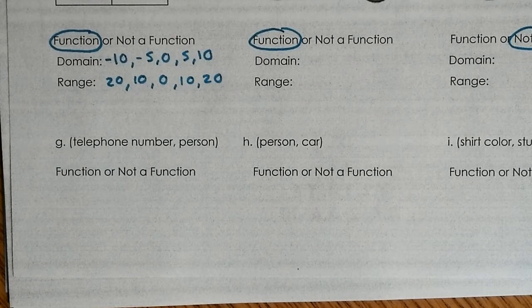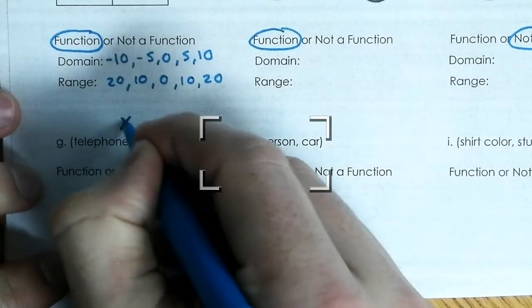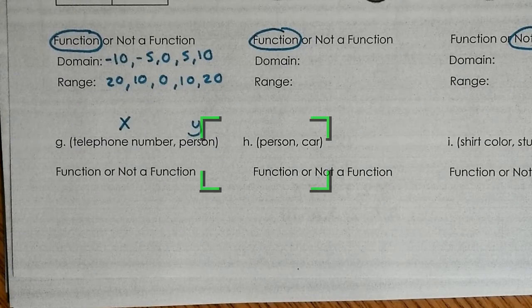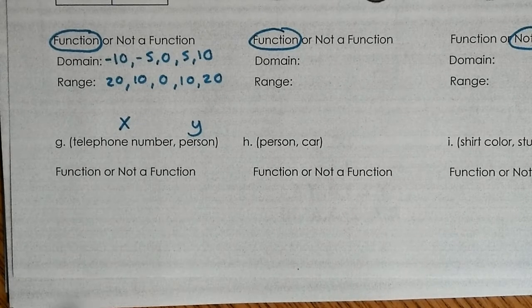Oh, this is a good one right here. I love these, okay? All right. Telephone number is our X. Person is our Y, okay? So that means telephone number is our input and person is an output. So what do y'all think just by thinking about it? Telephone number, person, is that a function or non-function? You say function? Let's just think about it logically. Does every phone number have one person?